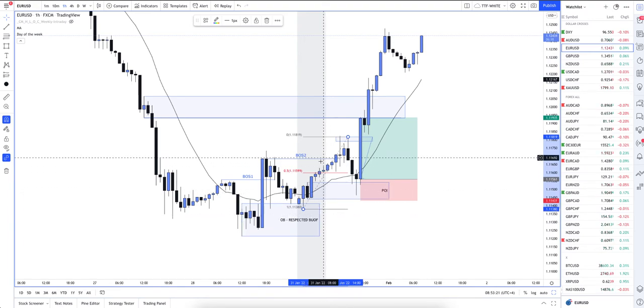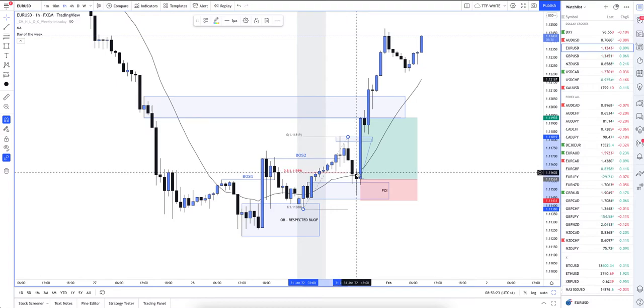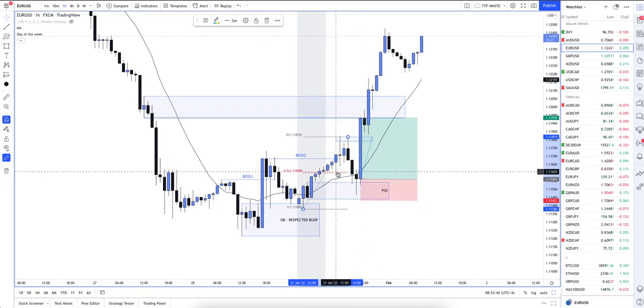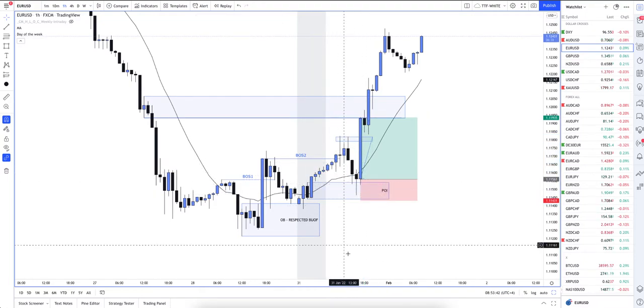Okay, so we've got that discounted price, which is anything below 1.1160, which is where I began looking at it. And obviously then, in conjunction with that, we have the synchronization and confluence of this moving average now as well. Okay, so multiple different reasons why we were happy to enter that market.